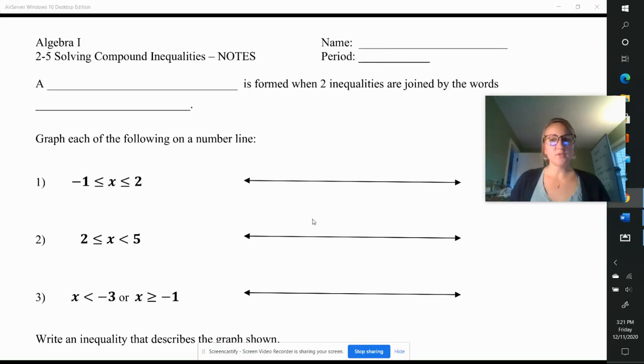These are the notes for 2-5 on compound inequalities. So a compound inequality is when two inequalities are joined by the words and or.